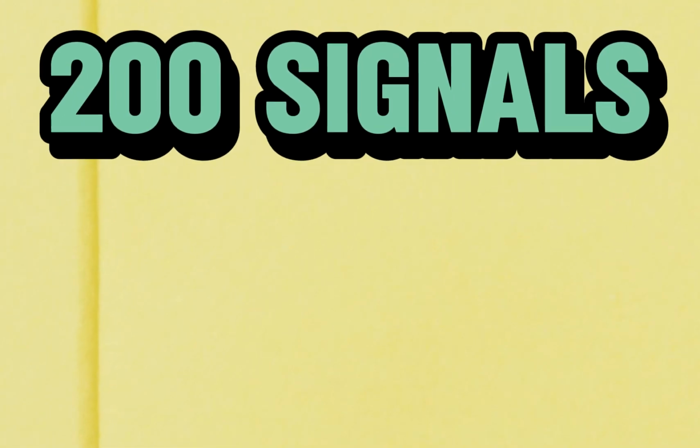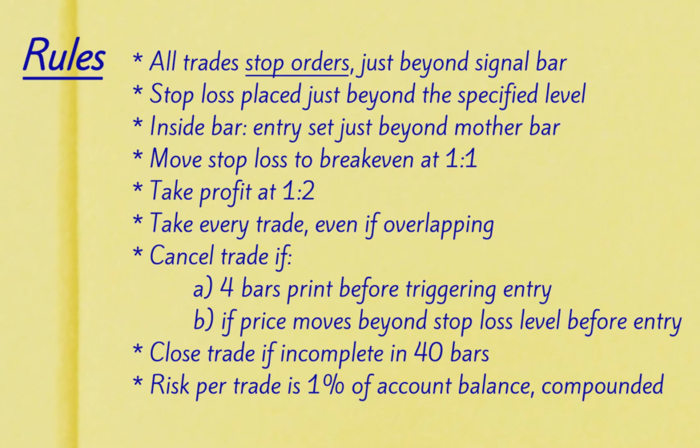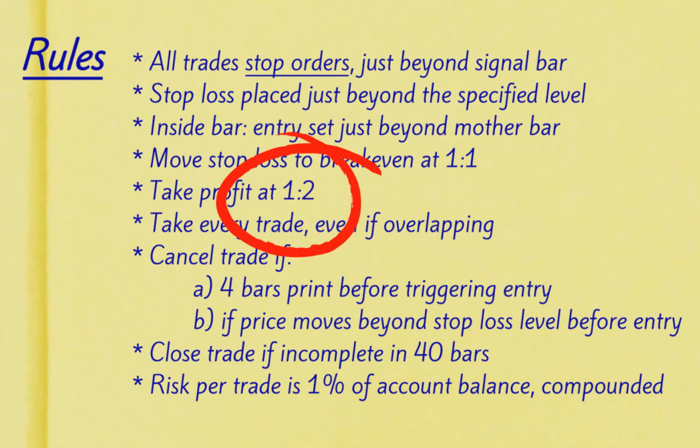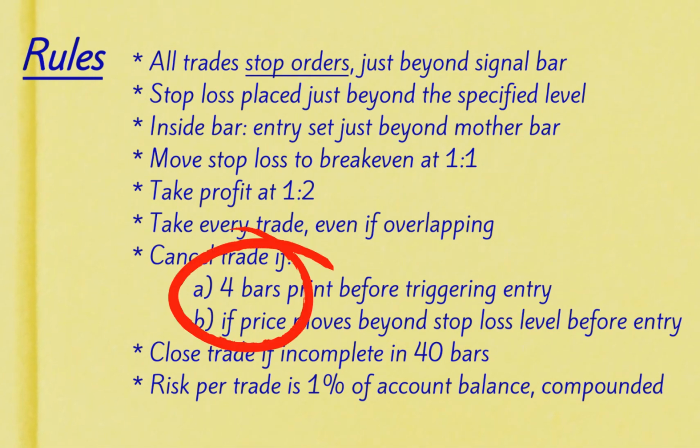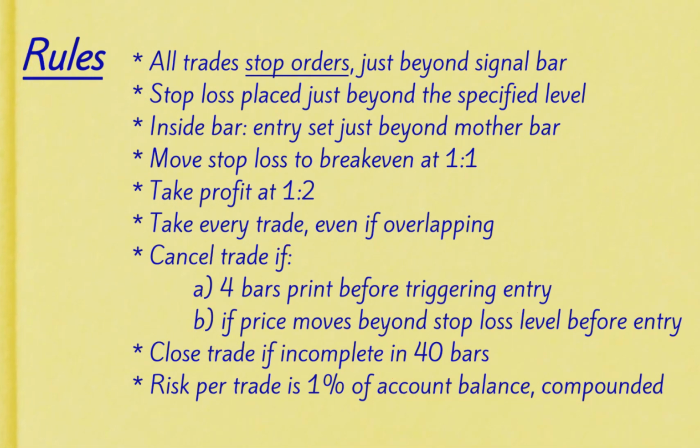for those who are new, we always manually backtest with the same rules for every strategy: 200 signals over 6 random markets and 6 random time frames, entering with stop orders beyond signal bars, moving our stop to break even at 1-to-1, and targeting 1-to-2 as our take profit. We cancel entries that don't trigger in 4 bars and cut short trades that don't complete in 40 bars. The rest of the rules are on the screen.